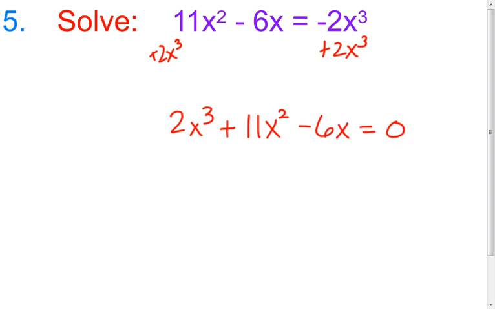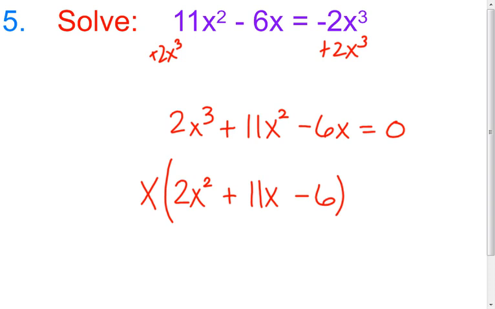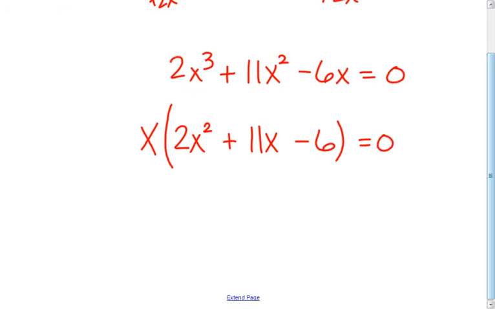Again, you want to look for, is there anything you can pull out of here or factor out? These terms all have at least an x in them. The numbers are not divisible by anything common, but I can pull out an x. So when I pull out my x, then I have x times 2x squared gives me 2x cubed. X times 11x gives me 11x squared. X times negative 6 gives me negative 6x. Okay, so that's where I'm at.